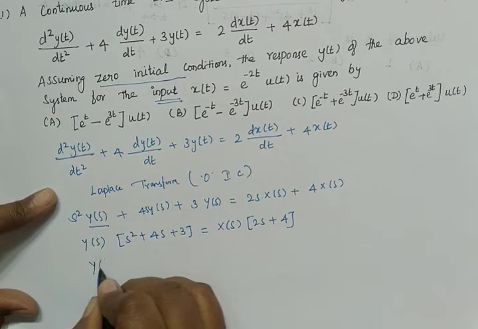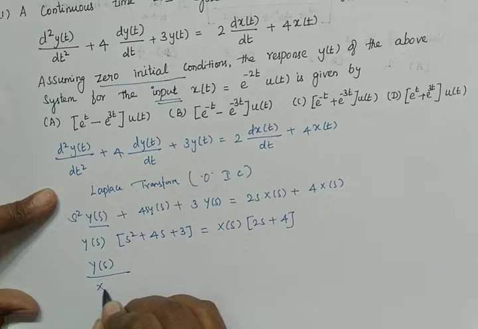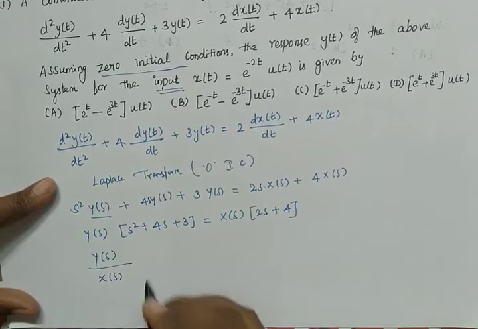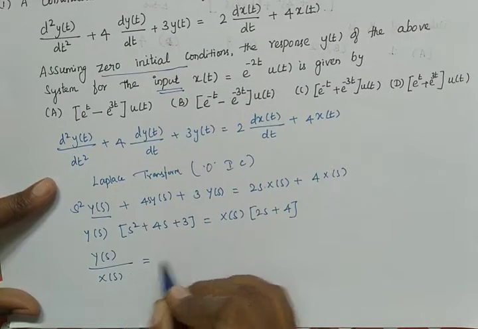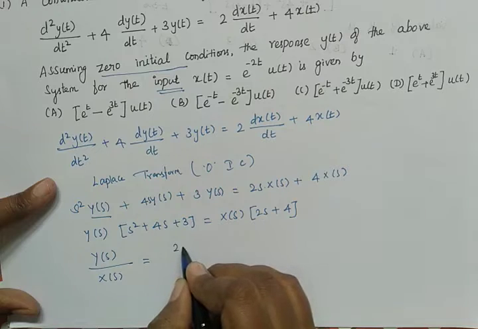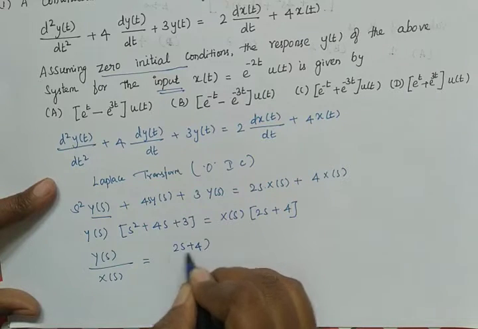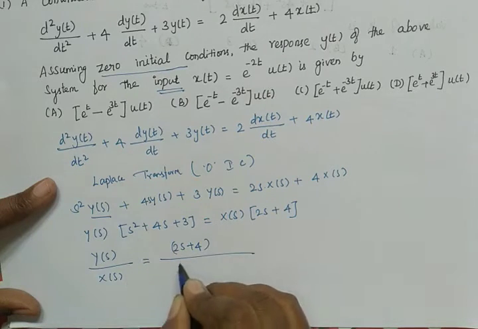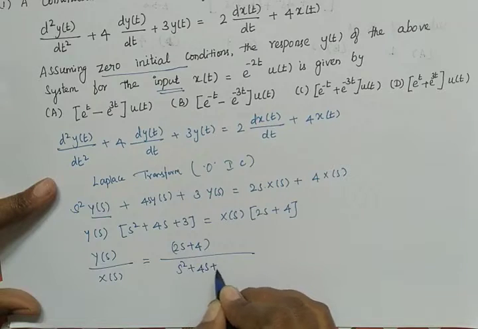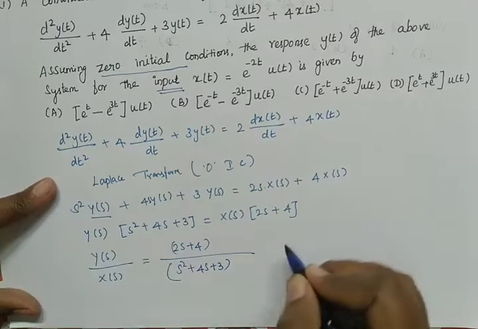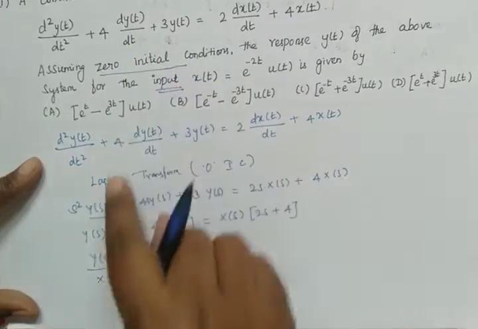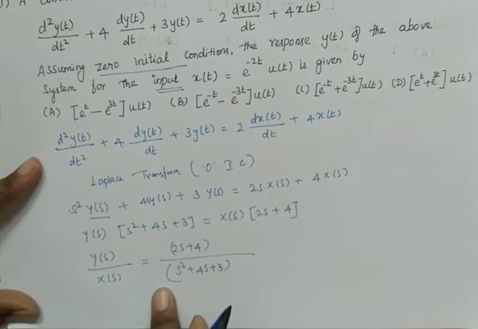Now we can write this as y of s by x of s is equal to, what is y of s by x of s? So we will get this as 2s plus 4 divided by s square plus 4s plus 3. So what we did is, we have taken Laplace transform for this. Now what we have to do?